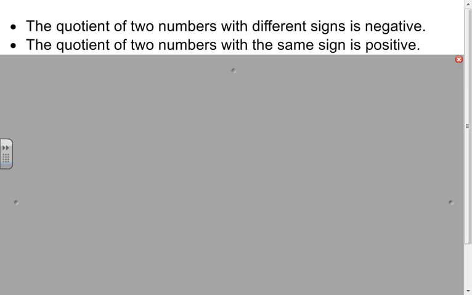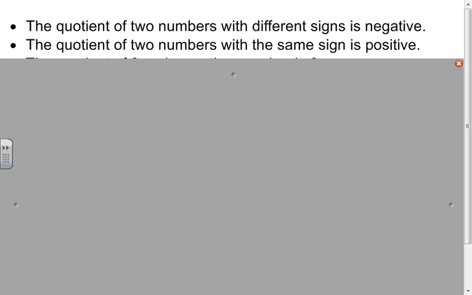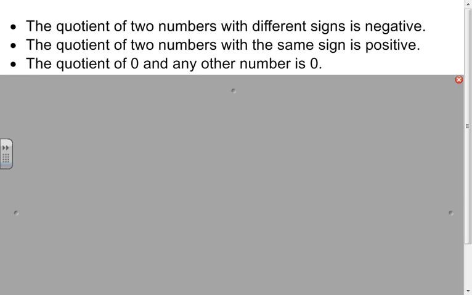There's also two more rules for when you're doing division. The quotient of 0 and any other number is 0. So for example, 0 divided by 3 is, the answer is 0. If 0 is on top of the fraction, your answer is 0.